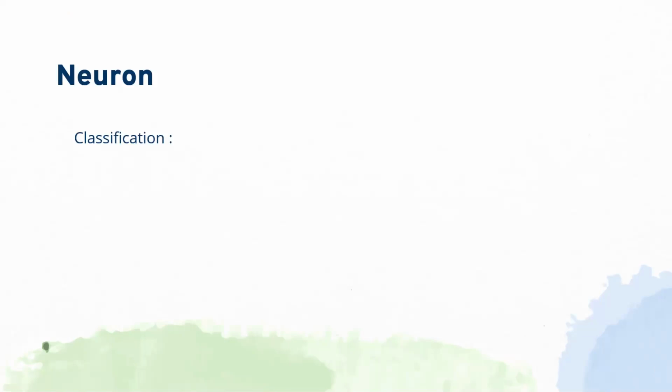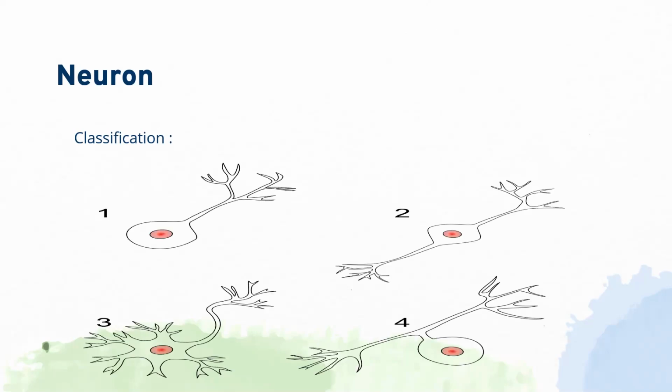We can classify neurons in multiple ways: by structure, by function, by direction, or by neurotransmitter. But we'll focus here on the structural classification, which is based upon the number of processes from the cell body. First we have unipolar neuron, bipolar, multipolar, and finally pseudo-unipolar.